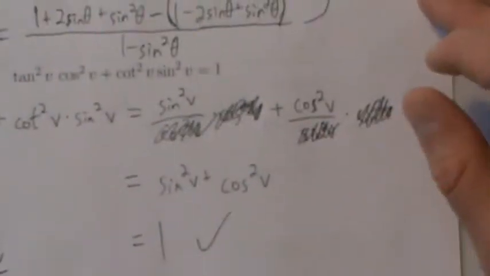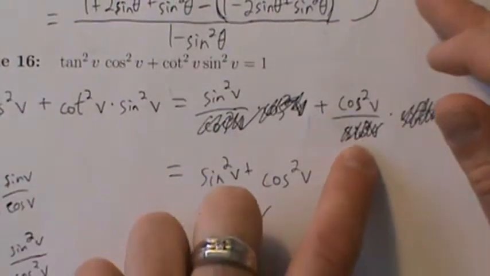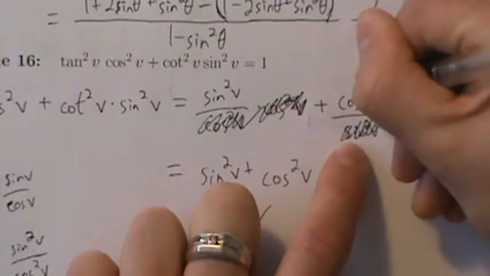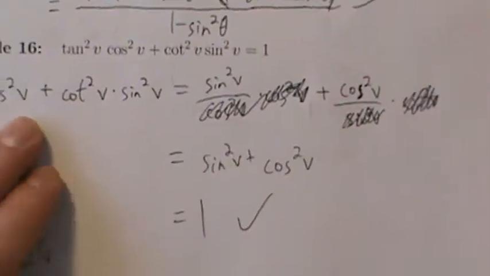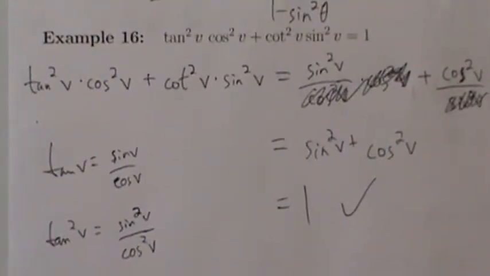Same thing with cotangent. Cotangent squared of v is cosine squared of v over sine squared of v. So really nothing too complicated going on here. Then cancel, simplify, Pythagorean identity, and we're done. So that's it for example 16. Example 17 coming up next.